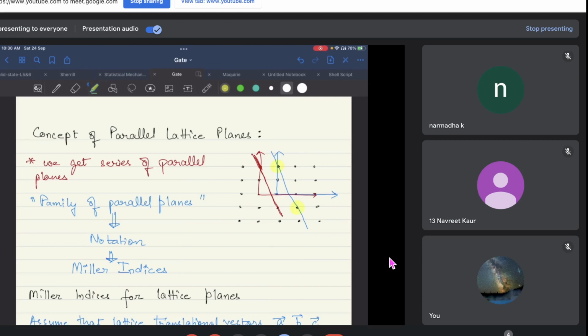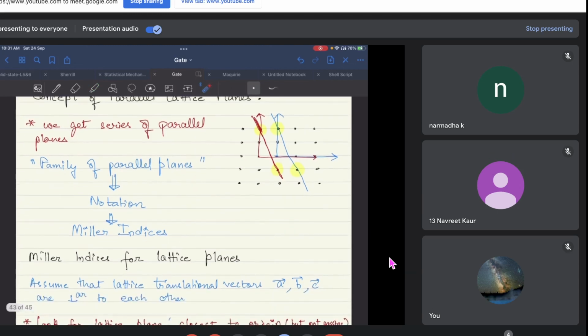It will cut the axes a and b at some point. And again, if there is a similar plane parallel to it, passing through another two atoms in a similar manner, such that these two planes are parallel to each other. Here actually the lines are not straight, but assume they are straight planes and they are parallel to each other. Then we get a series of parallel planes, and these are called the family of parallel planes. We have a special notation for these parallel planes. We call it Miller indices.